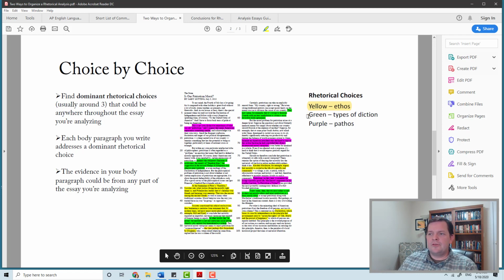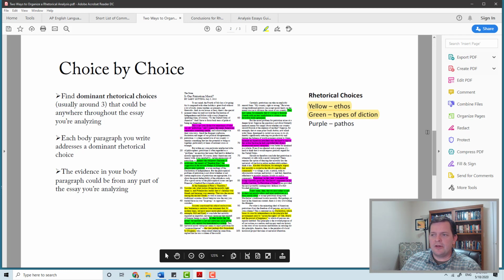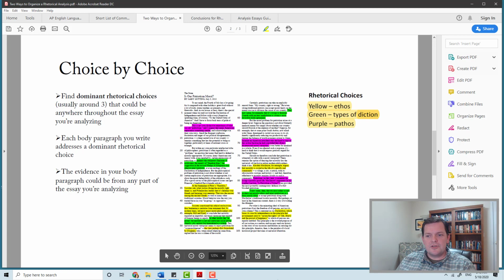Then you have the types of diction that are used. So analyzing the author's elaborate use of diction to drive home his point. And this you'll see in the places that are highlighted in green. So you've got 4 places. Your evidence will come from there. And then the author's argument, where he appeals to the audience's emotions, is highlighted in purple, and you have 3 examples of that. So this is a choice by choice analysis.